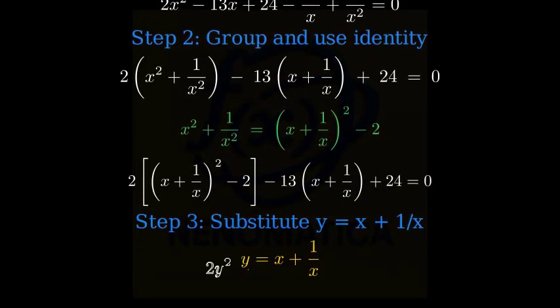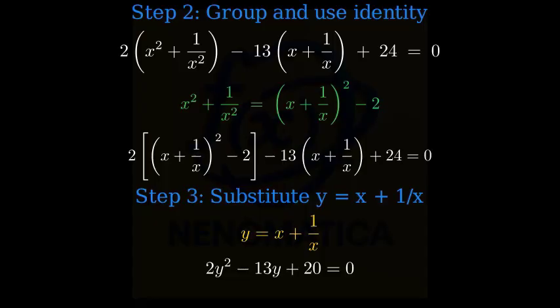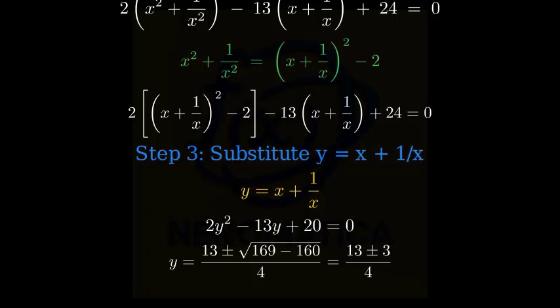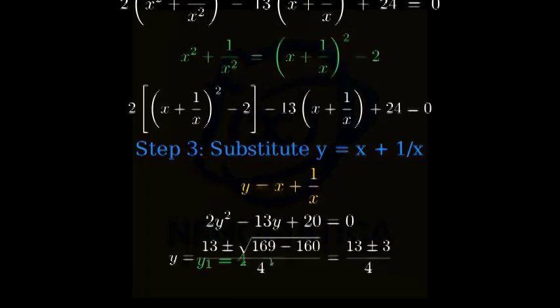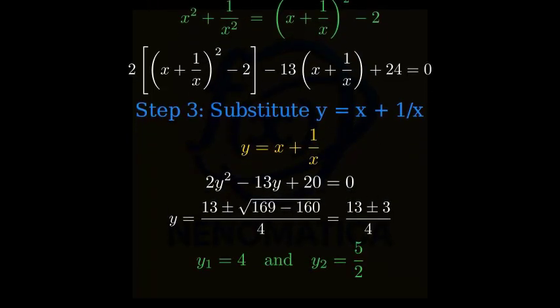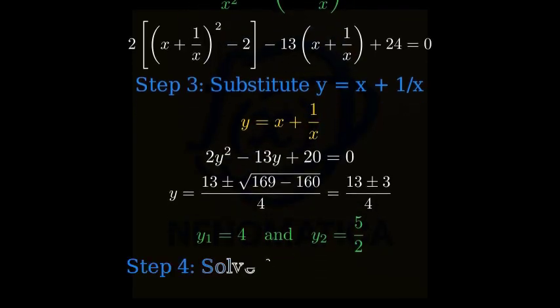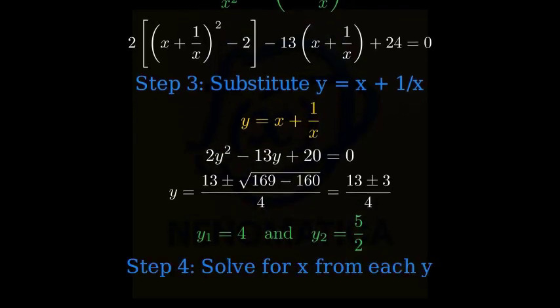The equation becomes 2y squared minus 13y plus 20 equals 0. Now solve the quadratic for y using the quadratic formula. We get y equals 4 or y equals 5 halves. Step 4. Solve for x from each y value.